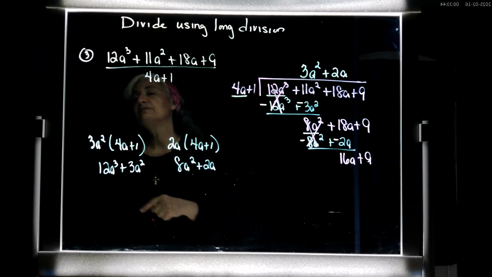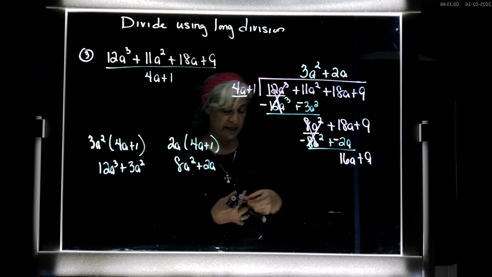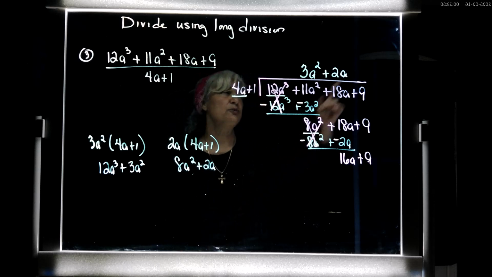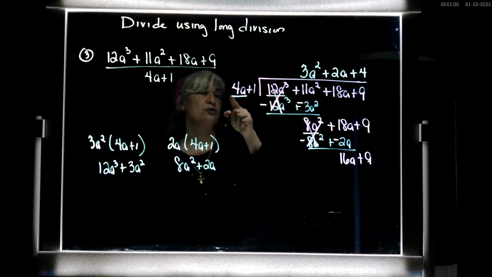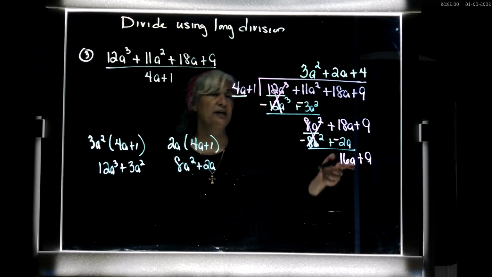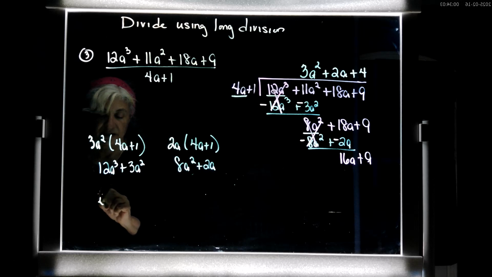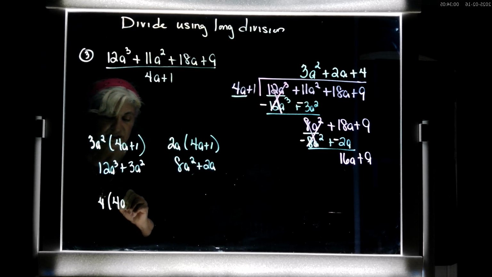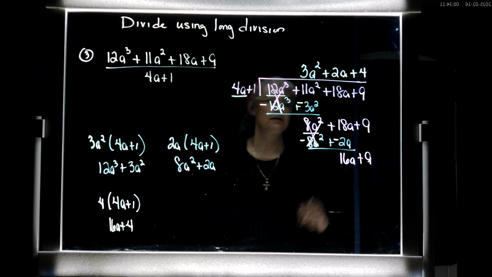Got it. Now, all over again. You start all over again. What'd you put up top? Good, a positive 4. I agree, because you need to multiply the 4 by 4 to get 16. And this only has 1a, and this only has 1a, so you don't need any more a's. So then 4 times what's on the outside. 16a plus 4. Got it.